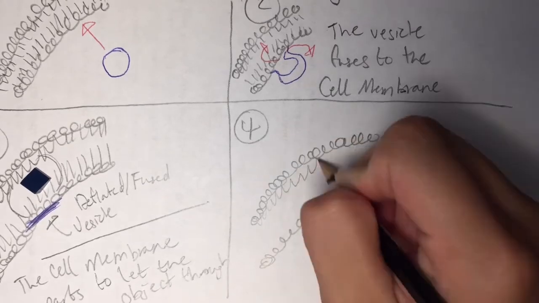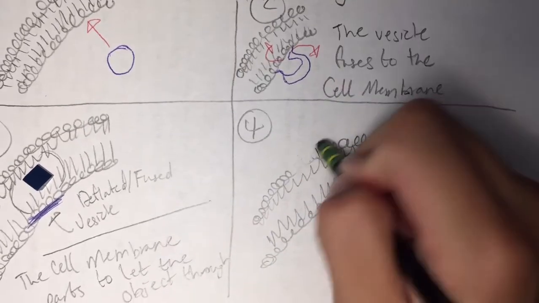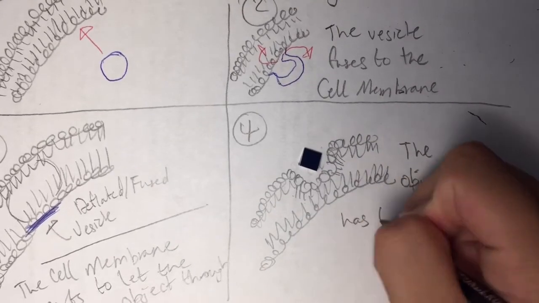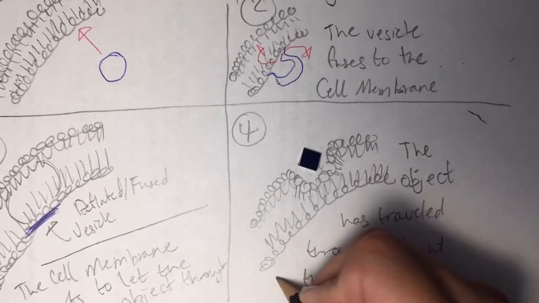Here's yet another cell membrane to demonstrate the final step in exocytosis. As you can see now, the cell membrane has formed like a ridge around it in order to keep the cell closed, but the particle is now out of the cytoplasm of the cell. It is now free to move around and mingle with other rejected particles. Now, exocytosis can be used not just for excreting waste, but also for sending chemical messengers.